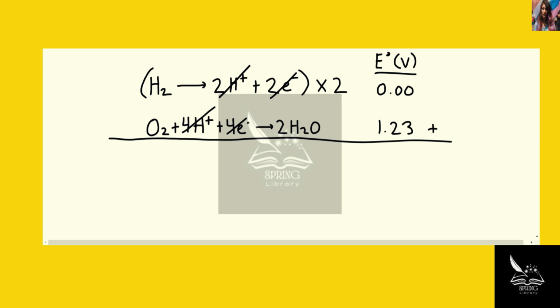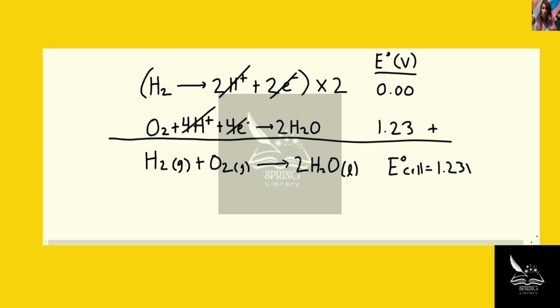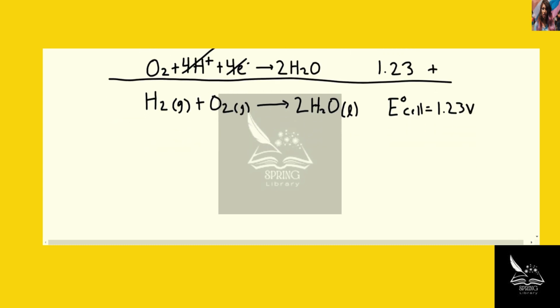We see that if we multiply the top equation by 2, then we cancel out 4 electrons on each side, as well as 4 H plus ions on each side. And now we can clearly see that we are left with the overall reaction that we are given of H2 gas plus O2 gas going to 2H2O liquid. And we see that the standard cell potential comes out to 1.23 volts. And that's one of the quantities that we wanted to determine in part A.